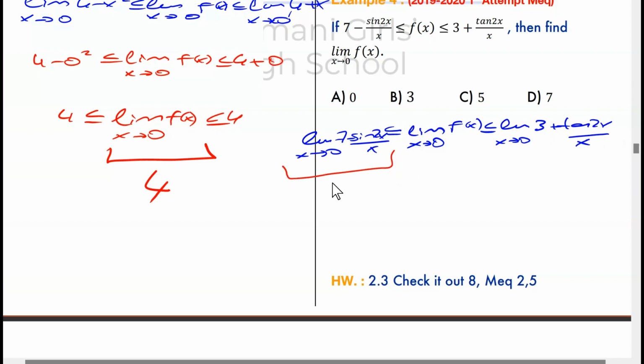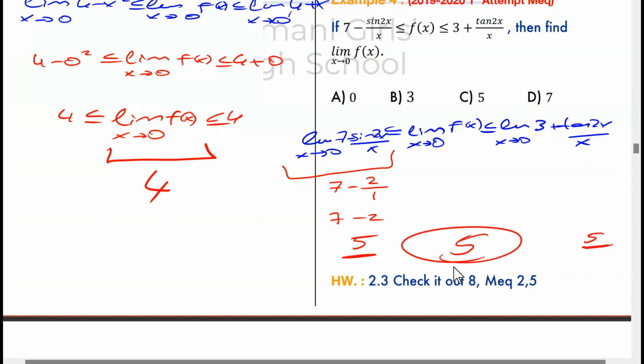So when I insert 0, what happens? 7 minus sine 0 over 0. I have an indeterminate form here, the 0 over 0 condition. So what do we do when we have the 0 over 0 condition with trigonometric functions? Remember the rules. If there is sine of something over x of something, then it is the coefficients of x, right? The coefficient of x at the top is 2. The coefficient of x at the bottom is 1. So it's 7 minus 2, which is 5. The left side limit is 5, so the right side also must be 5. The middle also must be 5. So the answer to this question is 5.